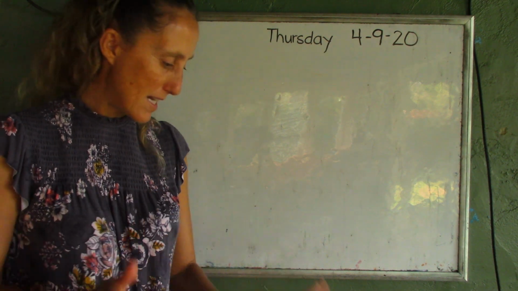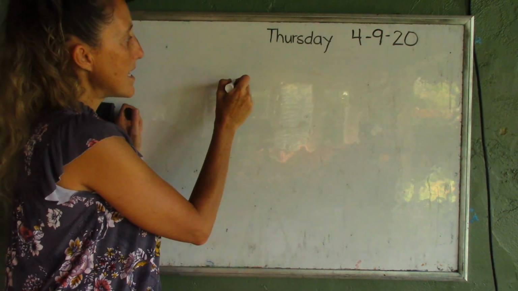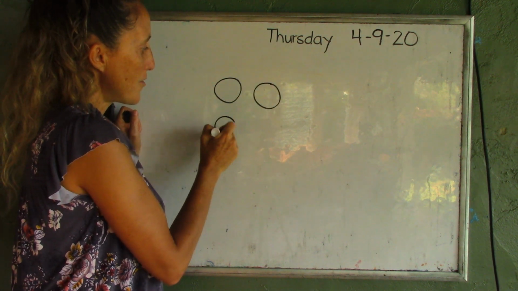All right, let's get to our lessons here for kindergarten. So let's say I have 4 circles. 4 circles.